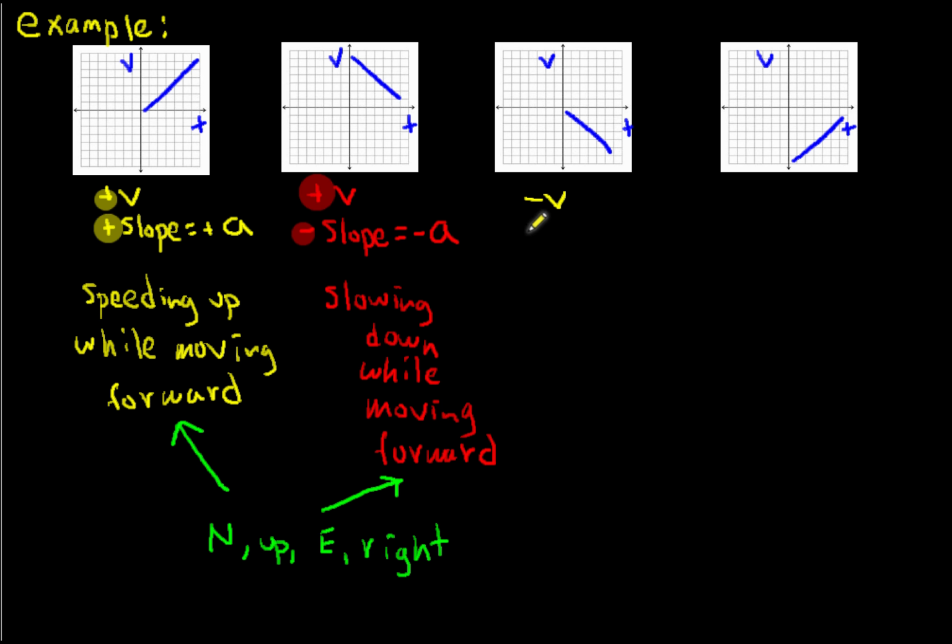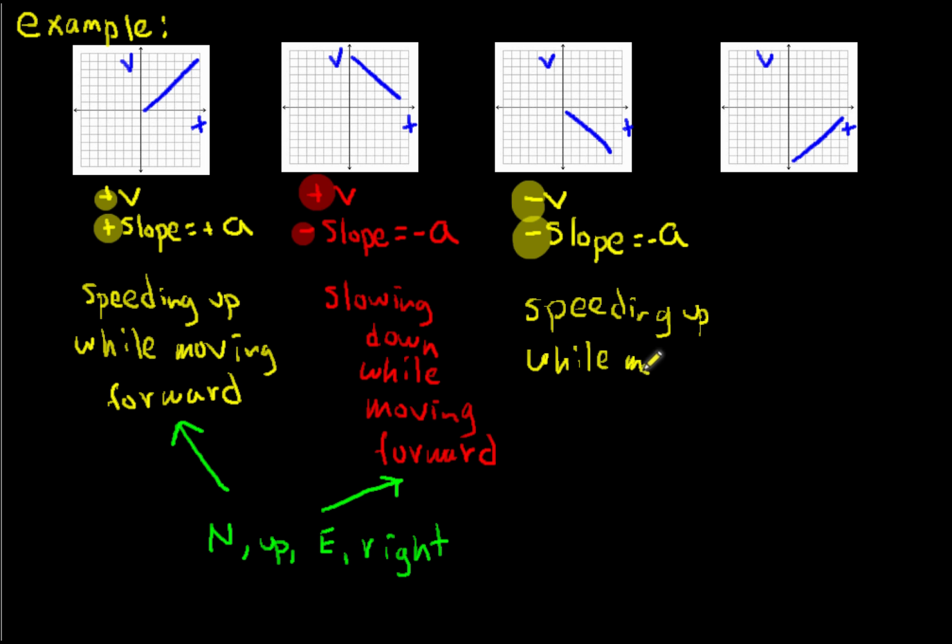In the third graph, we have a negative velocity because it's in a negative quadrant, and a negative slope, which means negative acceleration. In this case, the signs also match, negative and negative, and this means that the object is speeding up. Since v is negative, it's moving in a backwards direction, so it's speeding up in a backwards direction.